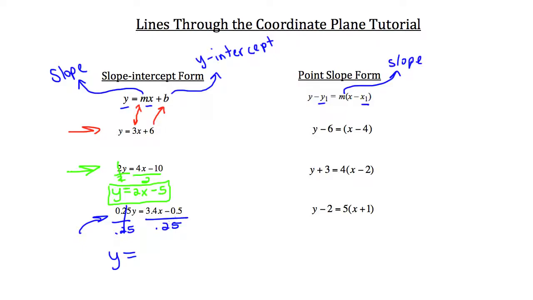So, let's go ahead and multiply 3.4x by 4, which would be 13.6x, and a negative 0.5 by 4 would be a negative 2.